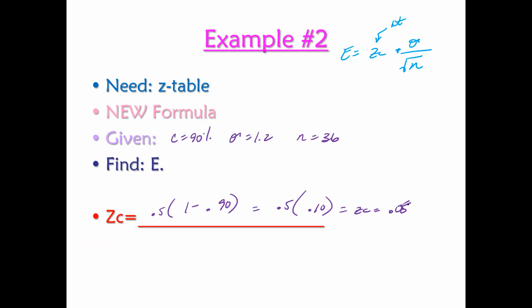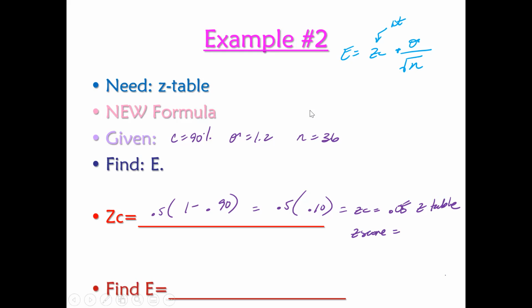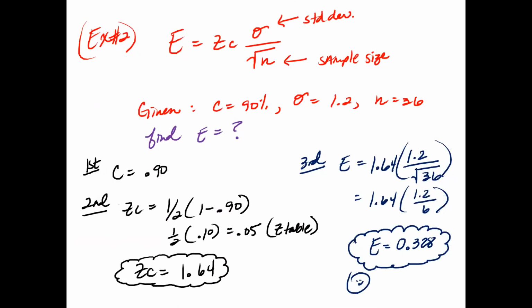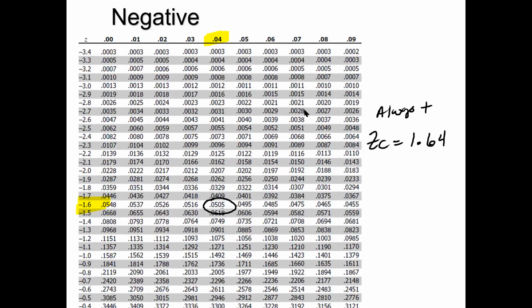Now, once you have the 0.05, you want to look at this on a Z table to find the Z score. So 0.05, let's go ahead and take a look at that. 0.05 is going to be right over here, okay? And as you look at a 0.05, what is your ZC value? Your ZC value is going to be negative 1.64, but keep in mind it's always going to be positive. So then your Z score is a positive 1.64.